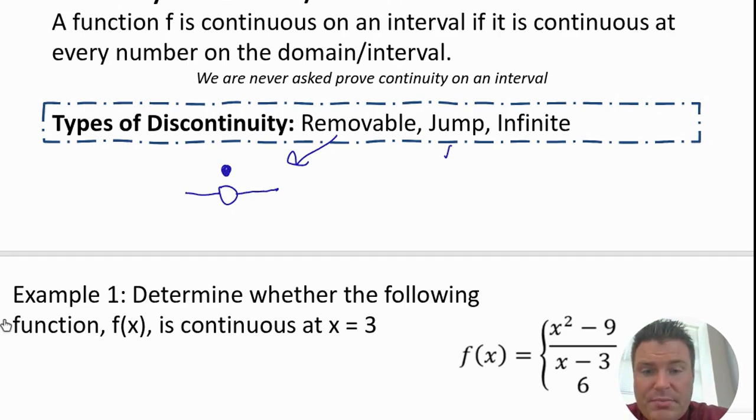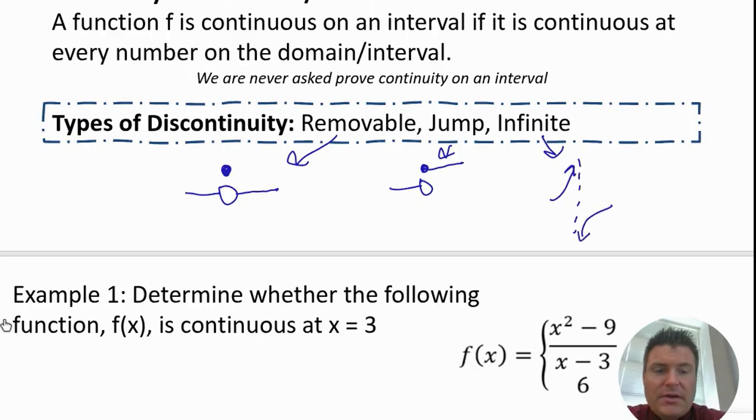We have a jump, one of these guys right here where it kind of jumps up from graph to graph. And we have infinite, which we would know as a vertical asymptote. So here's an example of one.